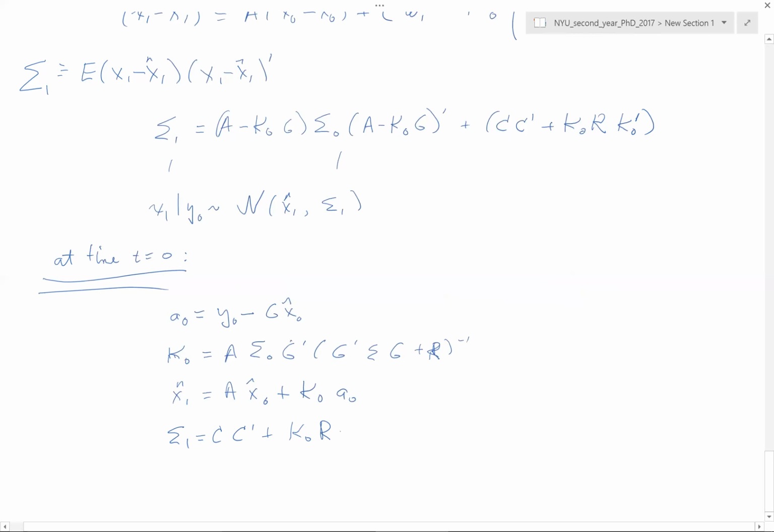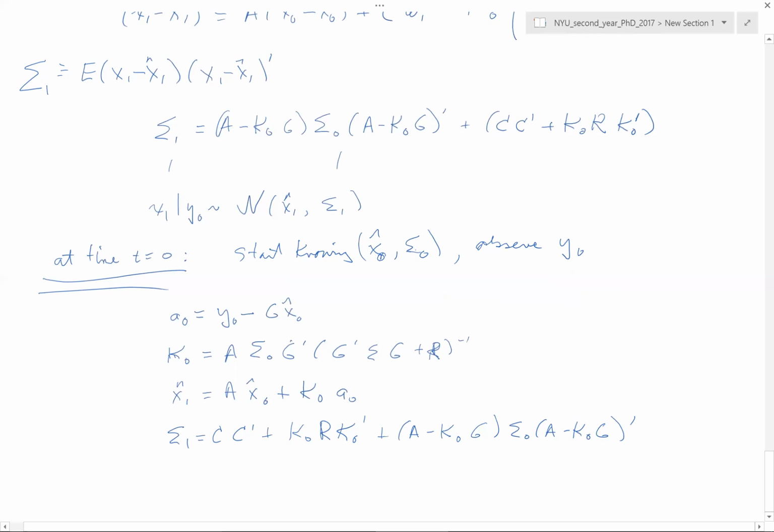By the way, K is sometimes called the Kalman gain. Okay, so at t, I form these things. So what's the deal? At t, I start knowing, what do I start knowing? I start knowing x0 hat and sigma 0. And then I observe y0.